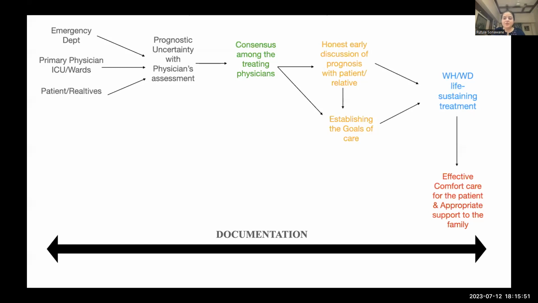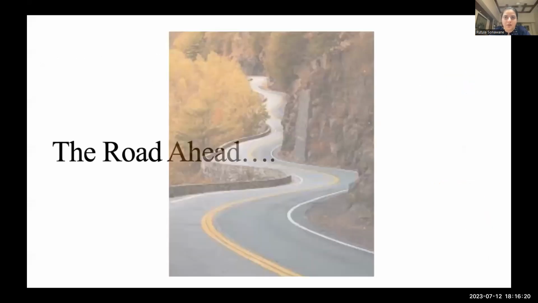Again, it's important to remember that this is not set in stone, that once the relatives make a decision, that is it, that is final. That is not the case. They have complete right to change their decision at any given point, and it is important to let them know that they can change the decision at any point of time in the course of illness. So this is the simplified version of your end of life care process or management.